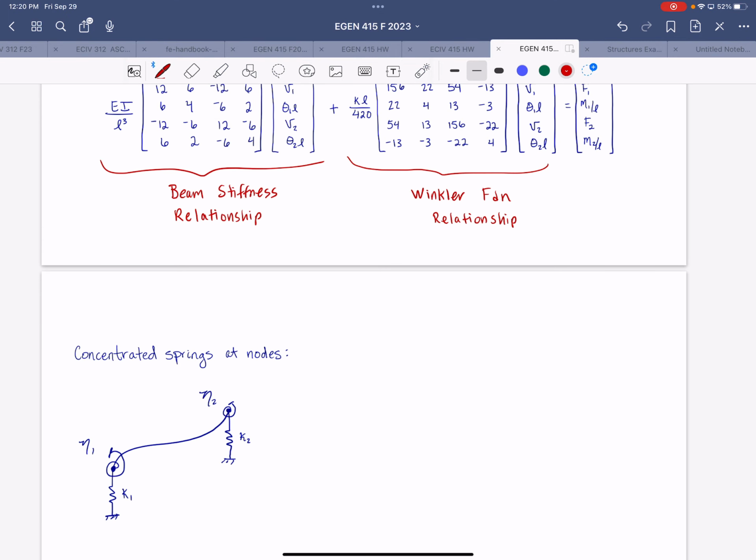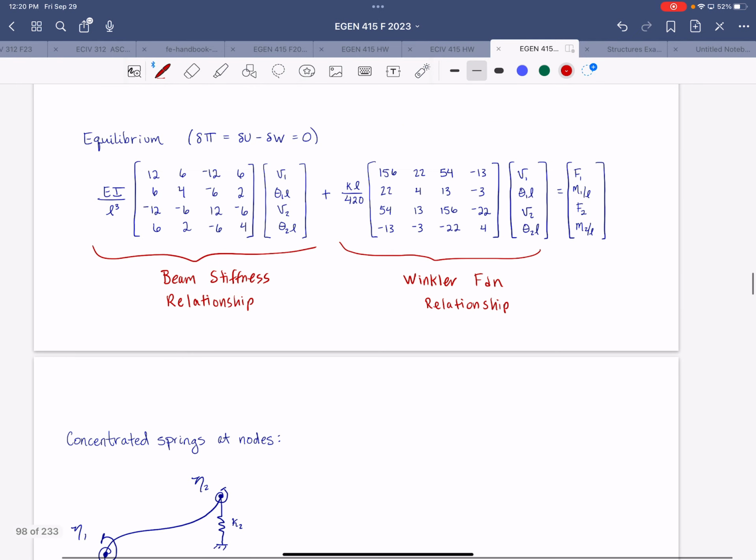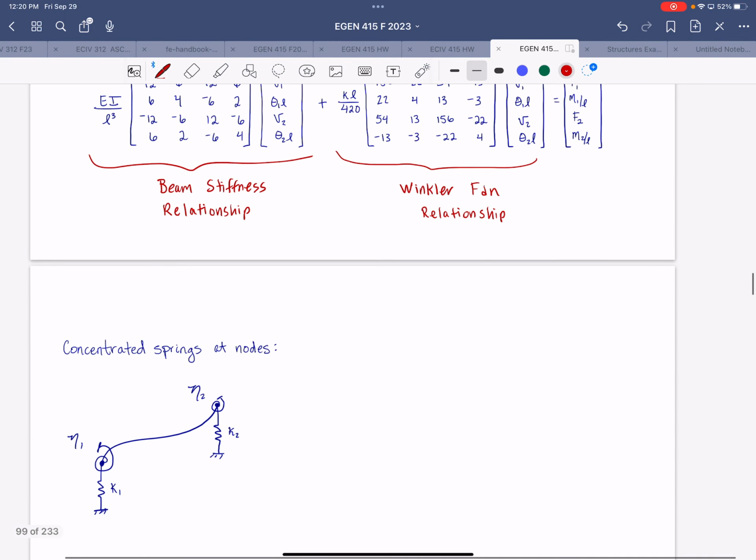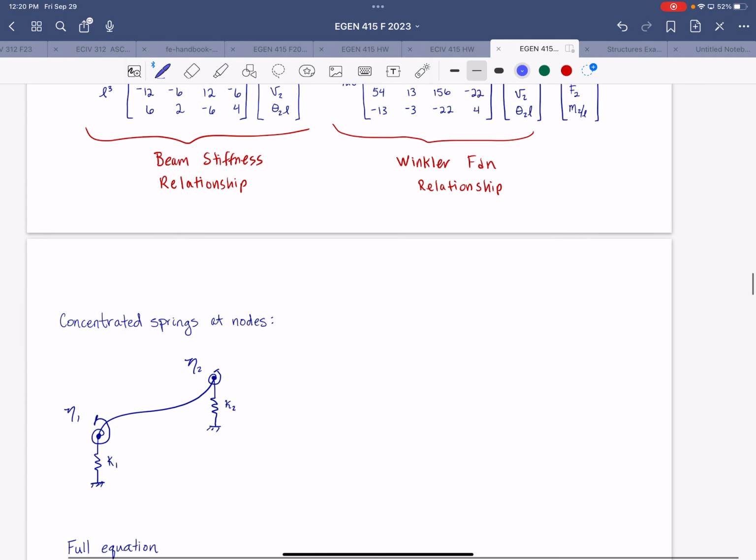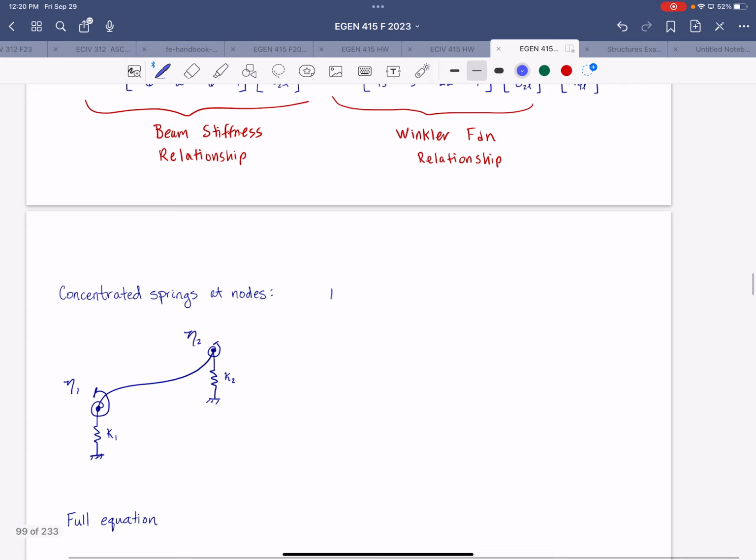All right, so now we've set up our equation that we can use for Winkler foundation applications. We will come back to that and look at an actual example where we use this. Now I want to talk about what to do if we have discrete springs at nodes or concentrated springs at nodes. First of all, we're all familiar with linear springs, where F equals Kx, and K represents the force per unit deflection.